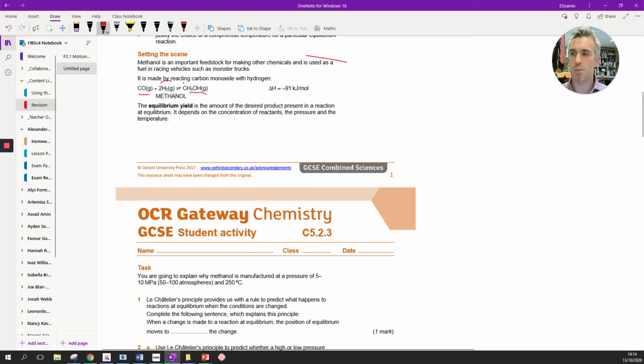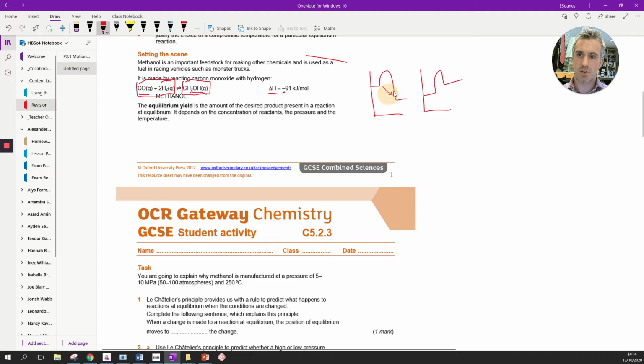Okay, so this is what we want to make, and these are the ingredients we use to make it. Okay, other thing to note, look at this. This delta H is the energy change. Remember, we have types of reaction. We have endothermic and exothermic.